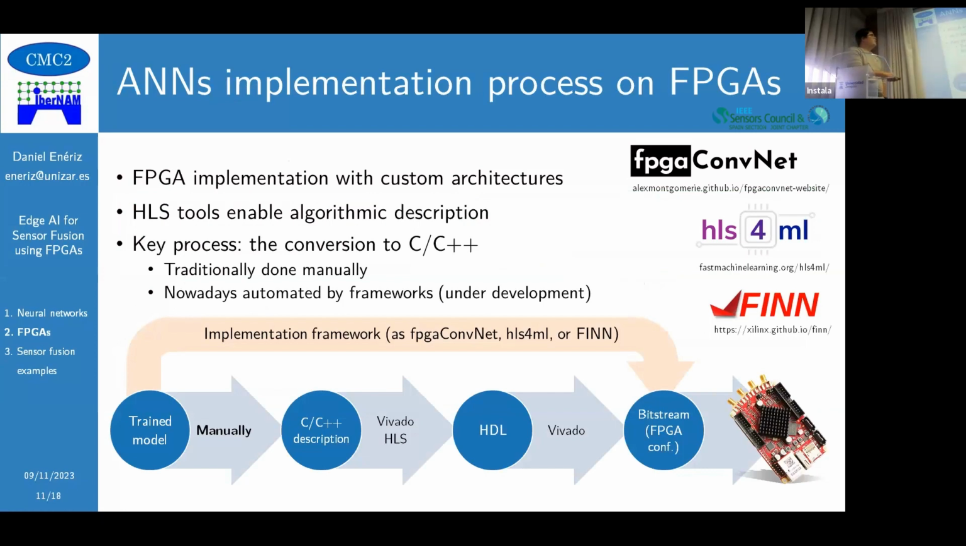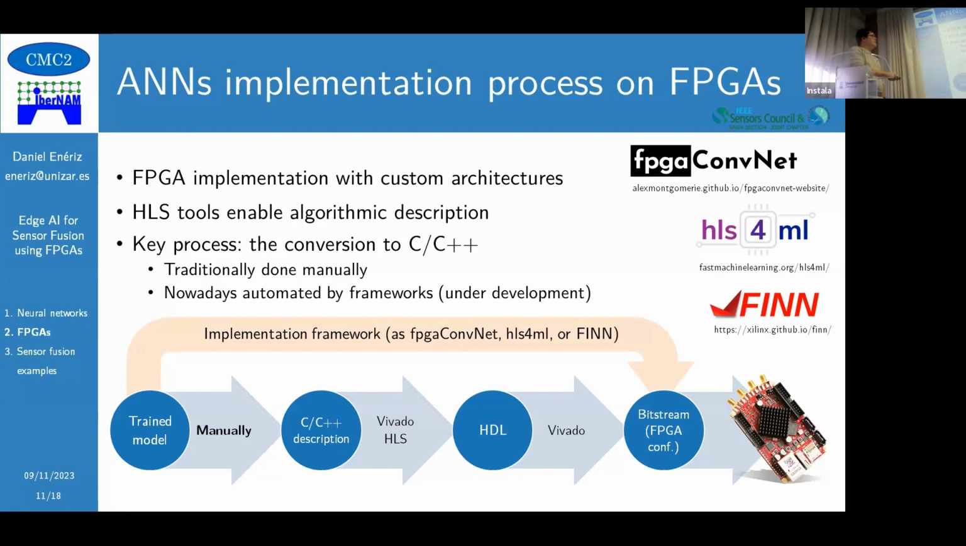This is a slide that summarizes the process to implement artificial neural networks on FPGAs using custom architectures and via the HLS tools. Basically, once you've got your model trained, you have to translate it to a C++ description, which is the description that is going to use HLS to transform it to HDL, because the HLS serves like that translator from algorithmic descriptions to hardware descriptions. Then with the HDL, you can generate the bitstream, which is the file that tells the FPGA how to interconnect its resources, doing the FPGA configuration.